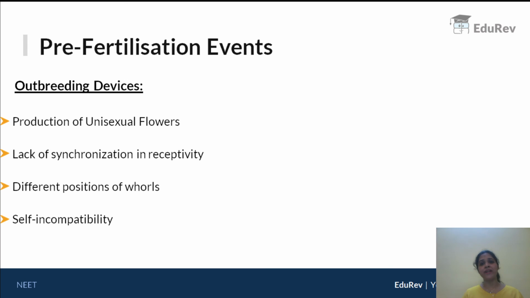Now, self-incompatibility refers to the fact that self-pollen falls onto your stigma, and that particular stigma does not allow the germination of your self-pollen grain, which means if a stigma has self-pollen and cross-pollen, it will allow the cross-pollen to germinate and form the pollen tube, but it will prevent the self-pollen from forming its pollen tube. So these are some of the outbreeding devices that you must remember.